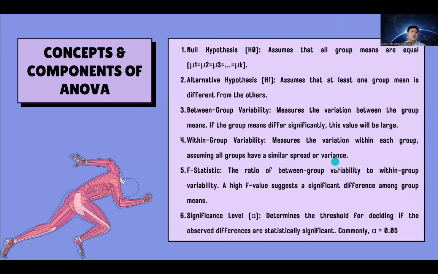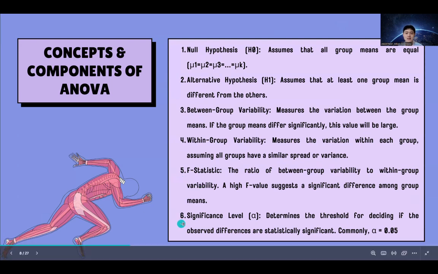Next, I'm going to explain about concepts and components of ANOVA. Here you can read the detailed explanation of each concept and component of ANOVA. First, there is null hypothesis. Second, there is alternative hypothesis. Third is between group variability. Fourth is within group variability. Fifth is F statistic. And sixth is significance level.